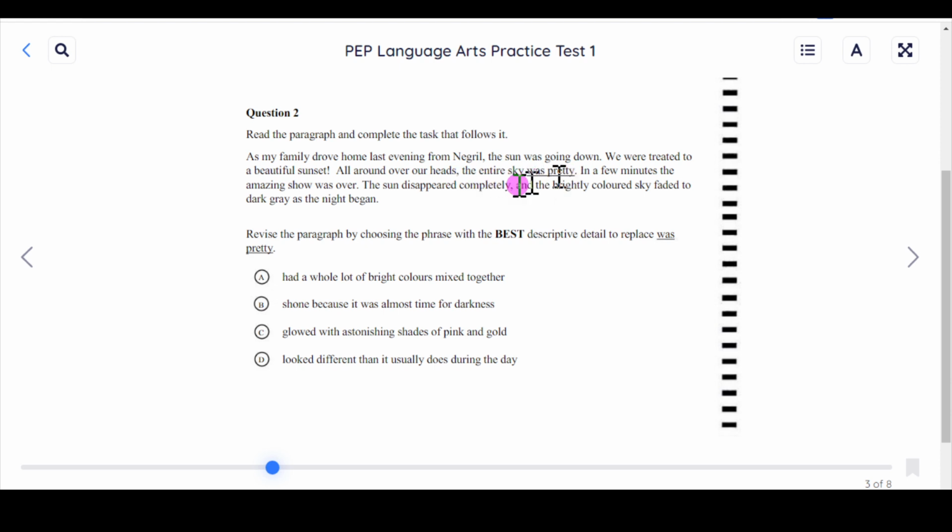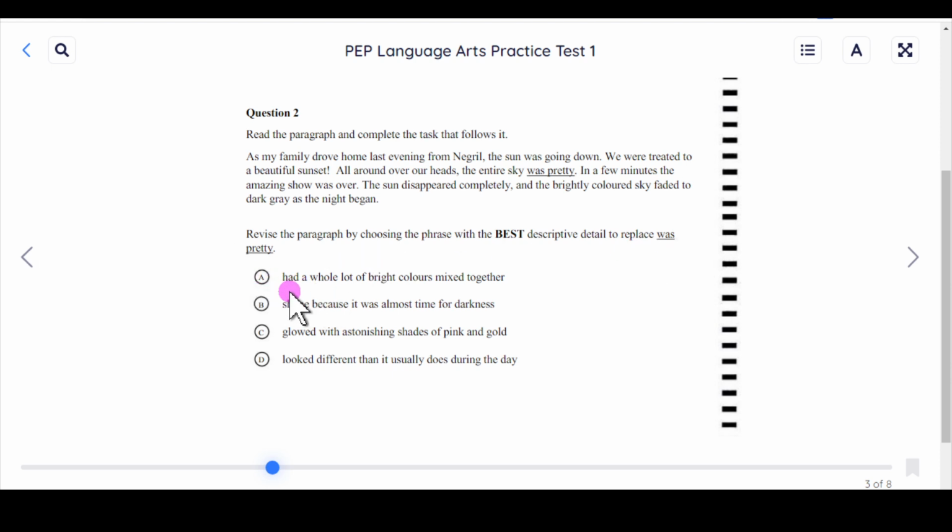And here, was pretty is underlined, so this must be of some significance to us later on. In a few minutes, the amazing show was over. The sun disappeared completely. The brightly colored sky faded to dark gray as the night began. So it says revise the paragraph by choosing the phrase which best, notice the word best, with the best descriptive detail to replace was pretty.